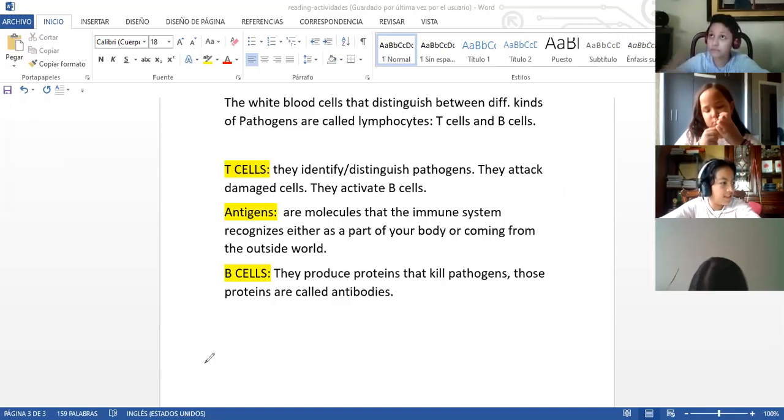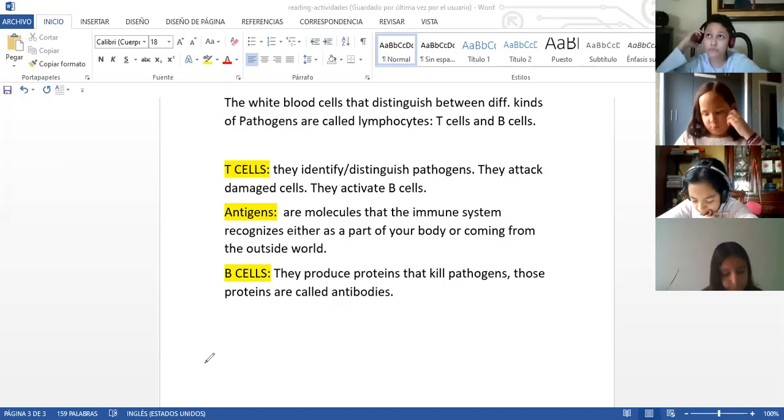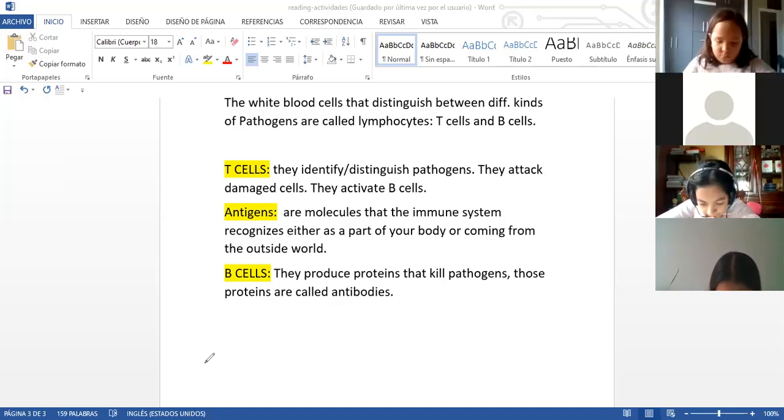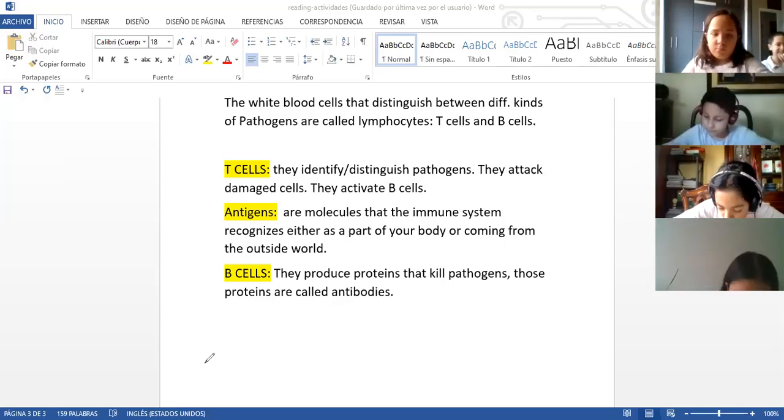Okay, now let's write the steps. In the lines on the left, step number 1. Explain to me what is happening in there. Look at it. There is an antigen. T cells recognize. Very good. A T cell recognizes or identifies the bacteria.